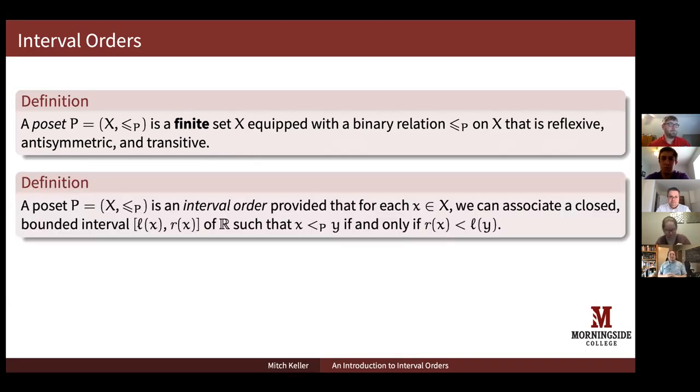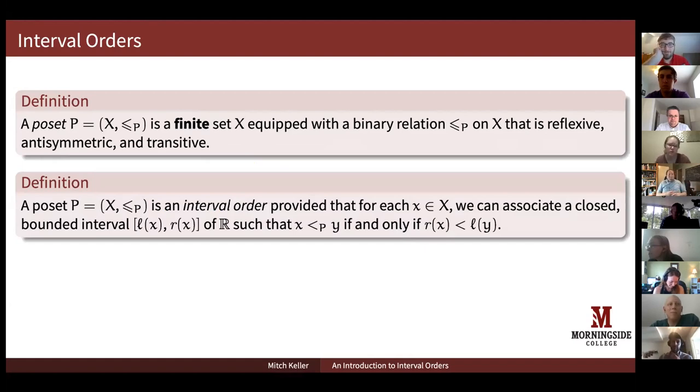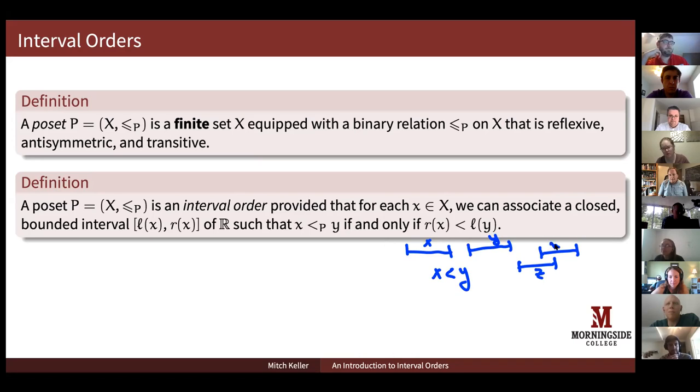So what do I mean by an interval order? An interval order is a poset where you have an association of each point in the poset to a closed bounded interval of the real line so that x is less than y in P if and only if the right endpoint of x is less than the left endpoint of y. So if you have this sort of situation, that goes with x less than y, and two intervals that overlap, this goes with z incomparable to w. And that's the generally standard symbol. It won't show up again in the talk, but it's the symbol we use for incomparable to. So overlapping intervals are incomparable, one interval to the left of the other corresponds to the less than.